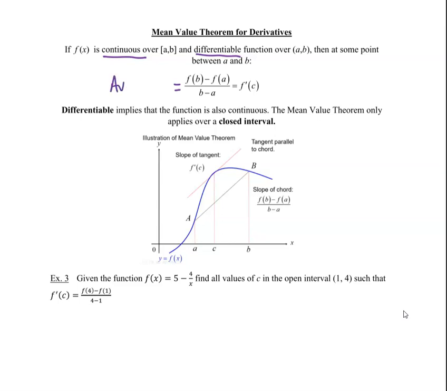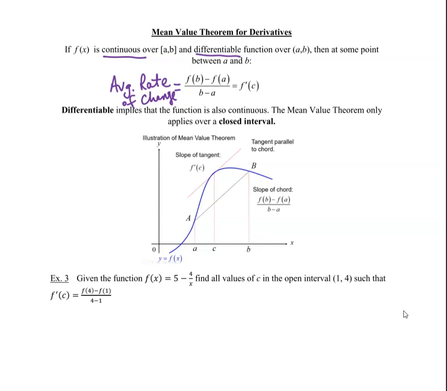This is the average rate of change. Remember way back when, it's just the slope between those 2 points. So the average rate of change between a and b, that's f of b minus f of a over b minus a, it's just the slope between them. The theorem says somewhere in between those, the derivative has to equal that value. So in other words, the value of the derivative has to equal the average rate of change. That's what I'm trying to say.